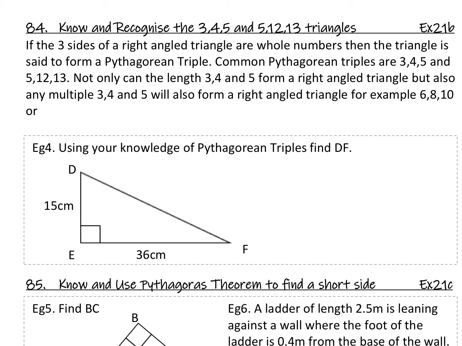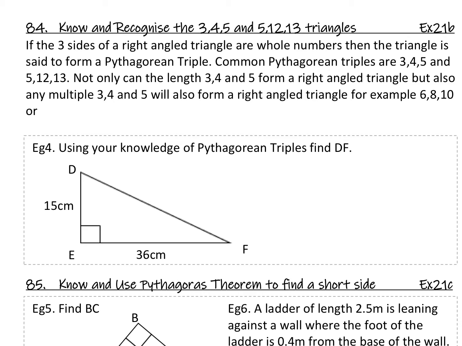If the three sides of a right-angled triangle are whole numbers, then the triangle is said to form a Pythagorean triple. Common Pythagorean triples are 3, 4, 5 and 5, 12, 13. Not only can the lengths 3, 4 and 5 form a right-angled triangle, but also any multiple of 3, 4 and 5 will also form a right-angled triangle.